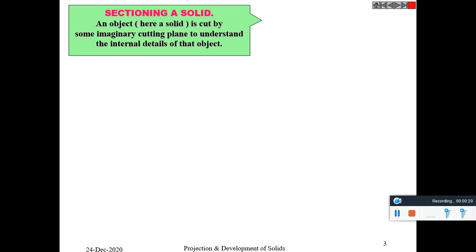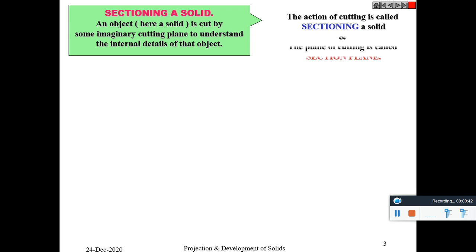Sectioning a solid. An object is cut by some imaginary cutting plane to understand the internal details of that object. The action of cutting is called sectioning, and the plane of cutting is called section plane. Generally, there are two types of cutting planes.